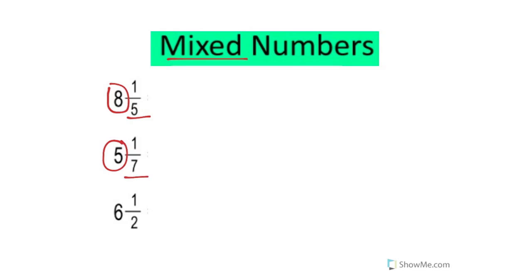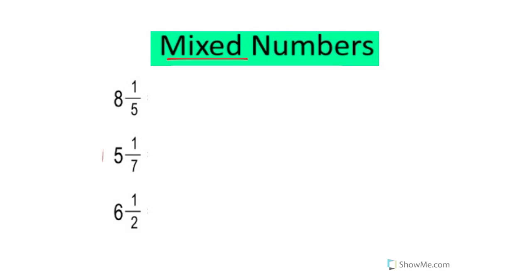Another type of fraction that we have are called mixed numbers. Mixed numbers look just like the name suggests. They're mixed. You have a whole number and a fraction. They are mixed, okay, with whole numbers and fractions. Anytime you have a whole number and a fraction, they're called mixed numbers.